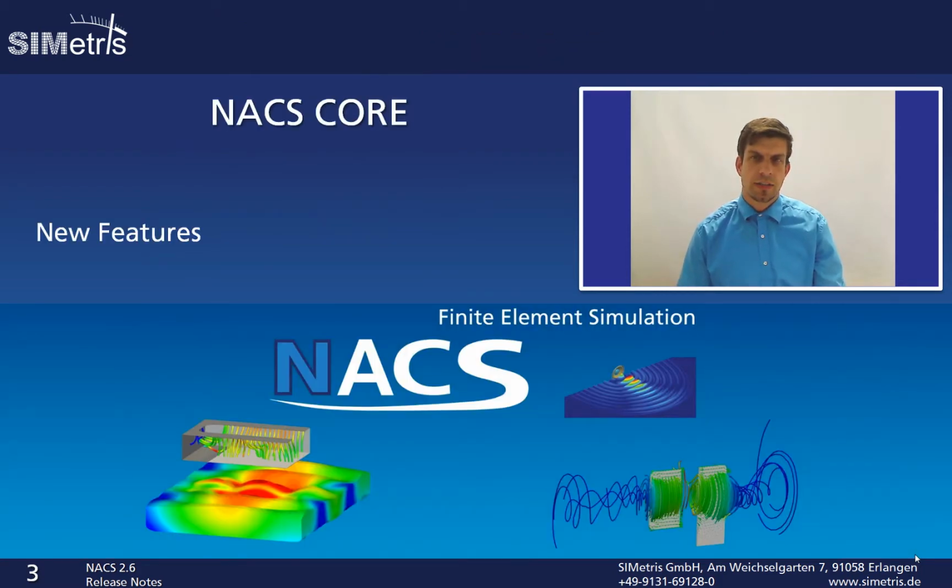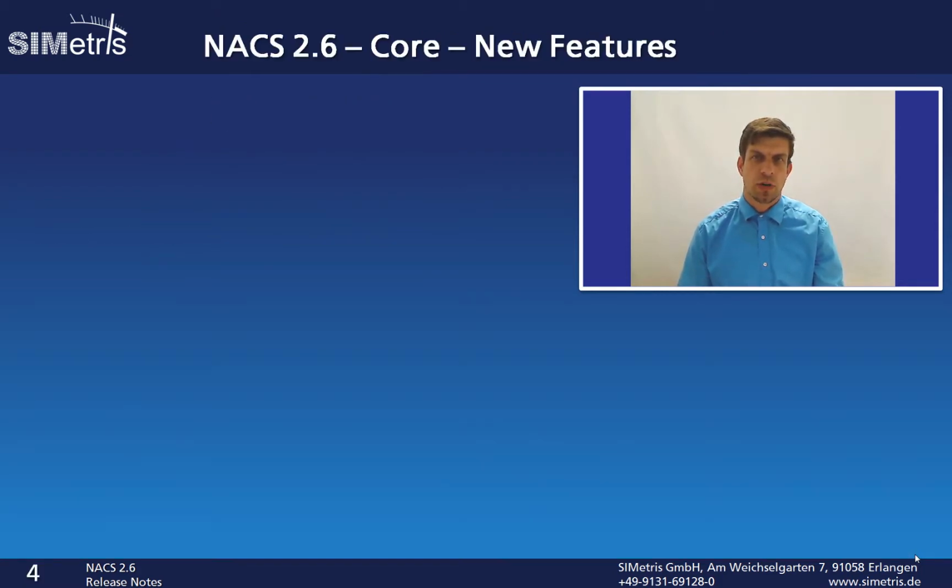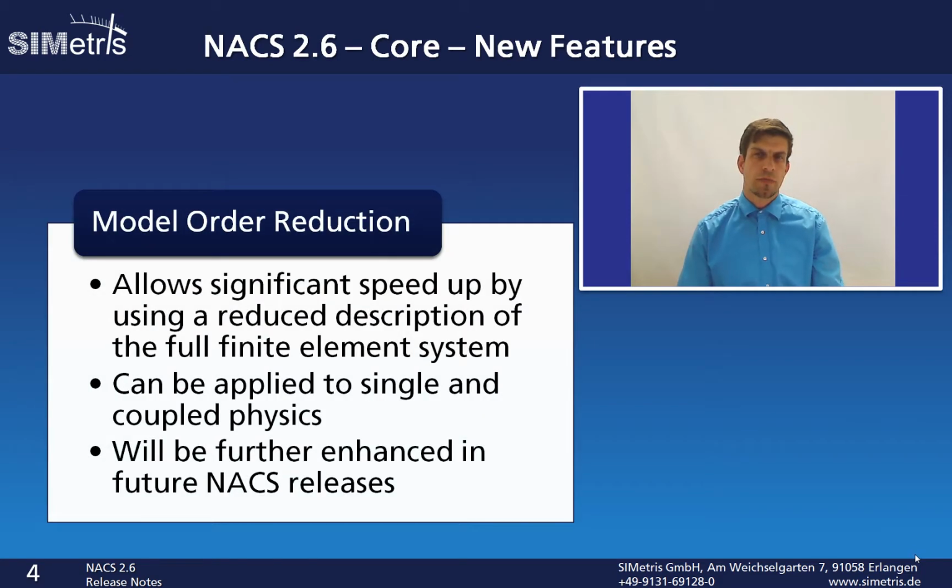So NACS 2.6 is a feature release, and therefore I would like to start with new features in the NACS core. We have introduced model order reduction techniques in NACS. Model order reduction allows a significant speed up of harmonic or transient analysis. Model order reduction techniques can be applied to single physics or coupled physics.